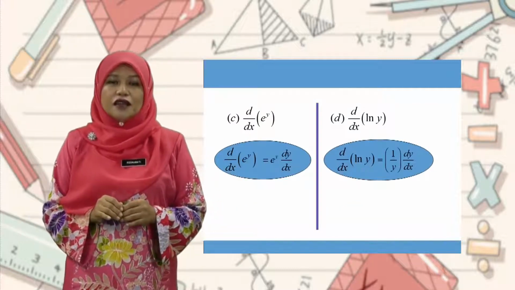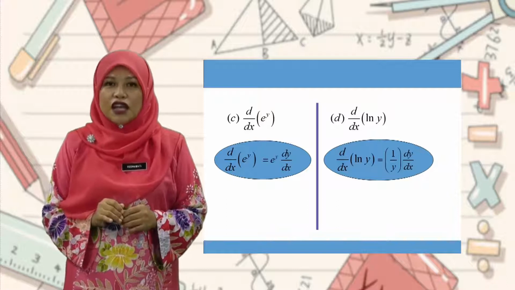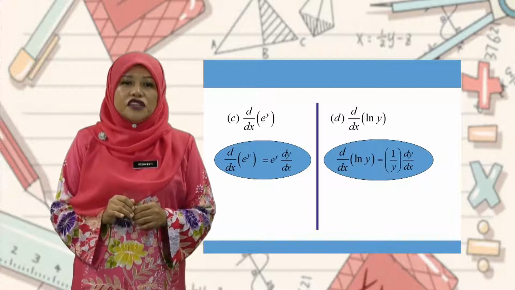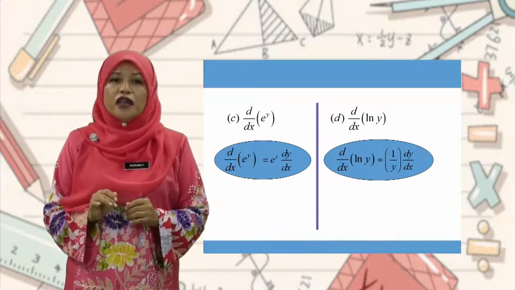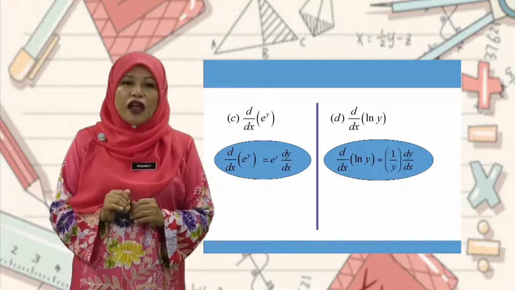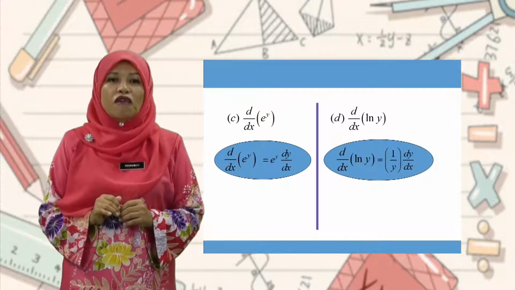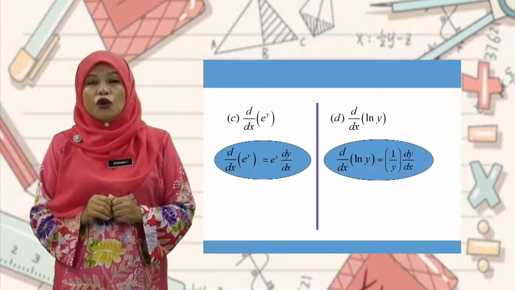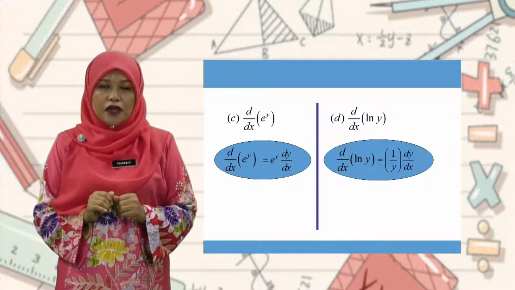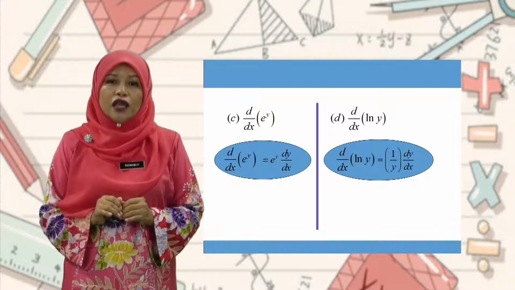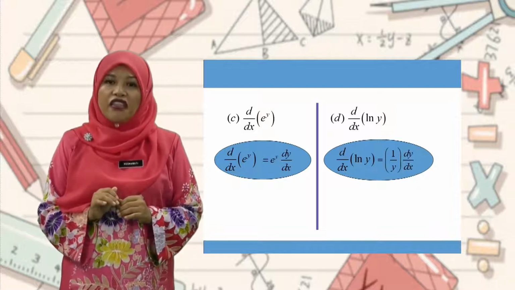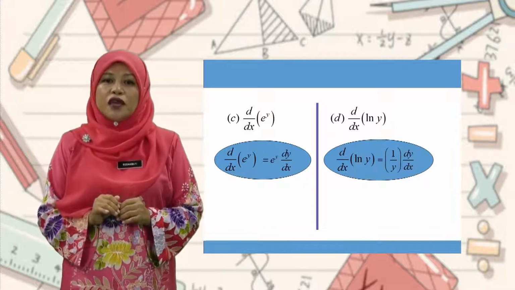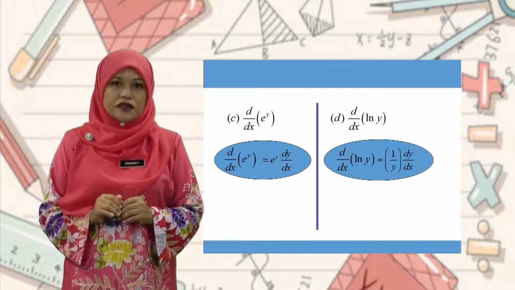Example C. If you want to differentiate e to the power of y, by using the same concept, we will have the answer e to the power of y dy dx. The same goes in example D when we want to differentiate the ln y. Differentiation of ln y will be 1 over y. Then we multiply it with dy dx. So our answer will be 1 over y dy dx.